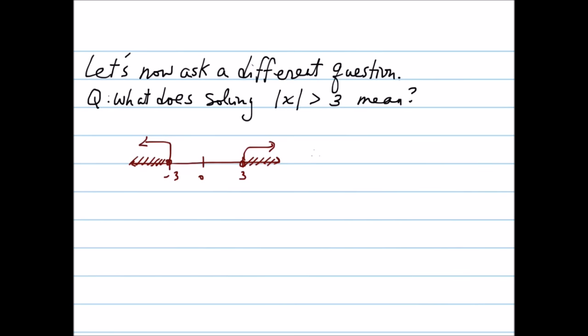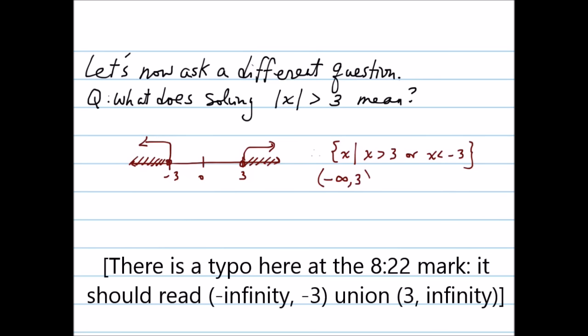So in set builder notation, we will write this as the set of x such that x is greater than 3 or x is less than negative 3. Or if you want to write this in interval notation, you would write it as negative infinity to negative 3, open bracket, union 3 to positive infinity, with open brackets on both ends.